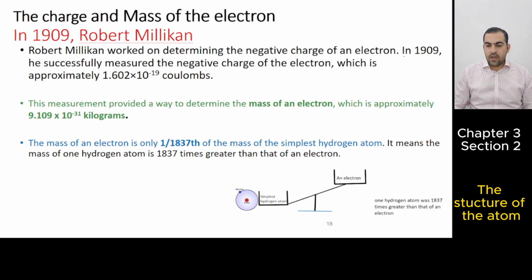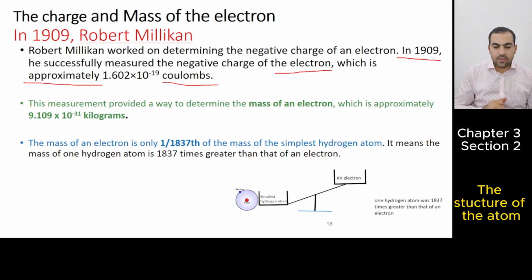So in 1909, he successfully measured the negative charge of the electron, which is what? Approximately 1.6022 times 10 to the power minus 19 coulomb. This coulomb is the unit that we use for charge. So he measured how much is negative.